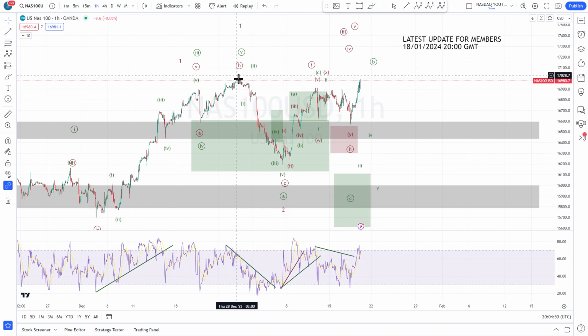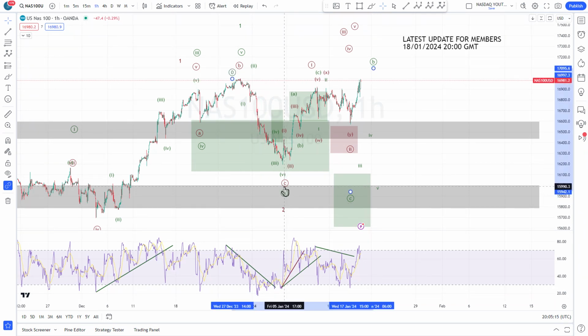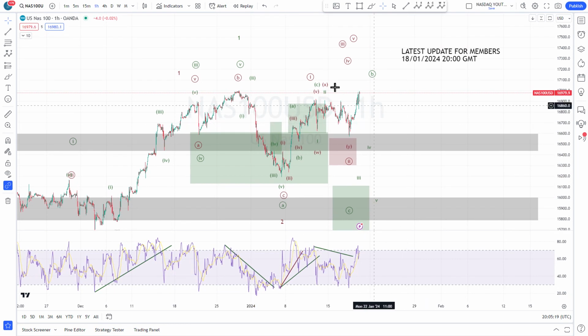So in an expanded flat structure, wave A should take place in 3 waves, 1, 2, 3, and what we are seeing here for me looks more like an impulse. But okay, let's assume that we can have a three-wave structure like this, 1, 2, 3, and that this is our wave A of an expanded flat structure.